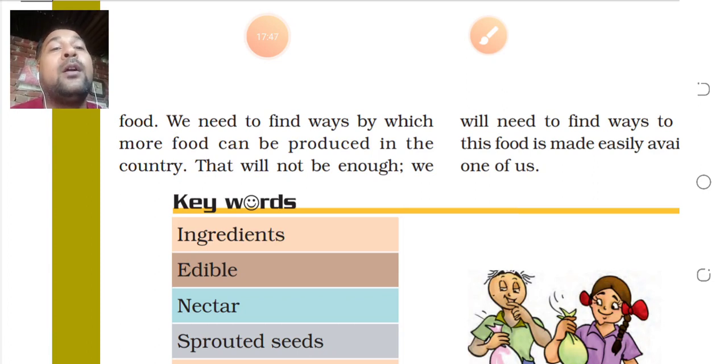About food, we need to find ways by which more food can be produced in the country. We will need to find ways so that this food is made easily available to us. So here we have completed this chapter nicely.